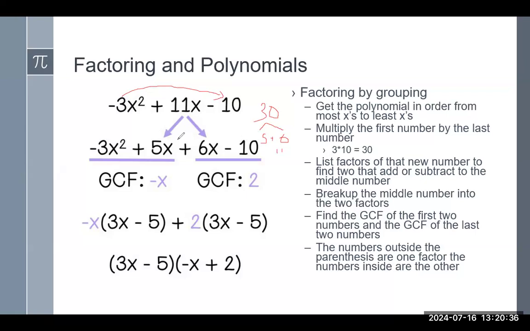So now you just separate it. We have negative 3x squared plus 5x plus 6x minus 10. Now break up the middle number into the two factors. So this is how we do that.